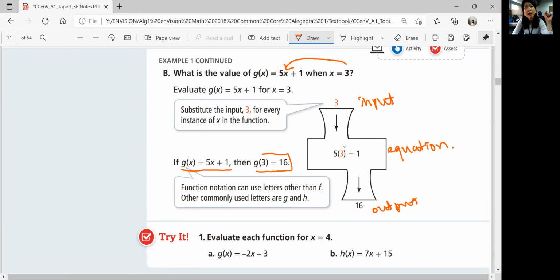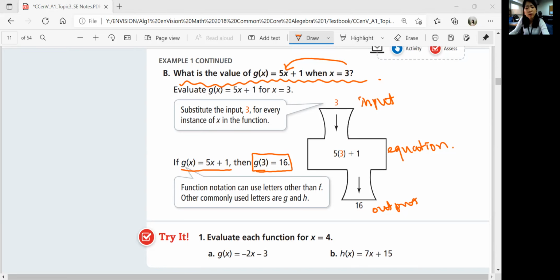This is how you write your final answer. What is the value of g of x when x is equal to 3? g of 3, which means when x is equal to 3 for the function g of x, it's going to be equal to 16. Okay? Let's look at Try It number 1.